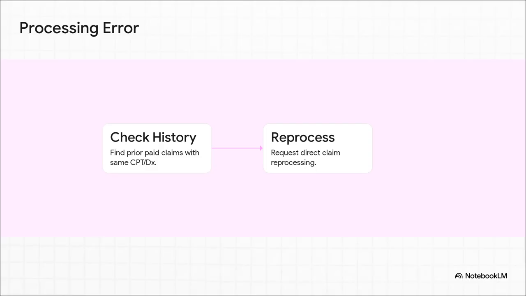So let's break that down into 3 specific scenarios. Scenario 1 is your easy win, a payer processing error. First things first. Check the billing summary for previously paid claims for this patient with the exact same CPT and diagnosis combo. If you find one, simply call the payer rep and request direct claim reprocessing based on that historical payment. It's usually a quick fix.